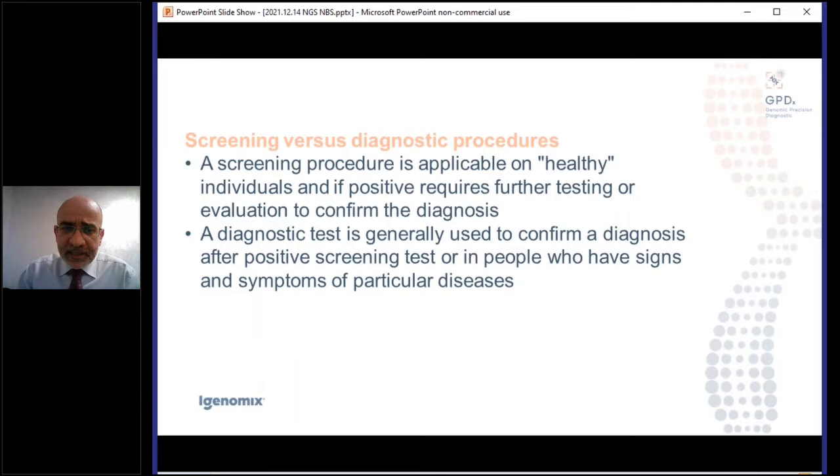It's important also to distinguish between screening and diagnostic procedures. When we say screening, it's something applicable to apparently healthy individuals. And if we have a positive screening test, it doesn't mean that the baby has this condition. It only means that we need to do confirmatory tests. While diagnostic tests are done if we have a positive screening test or if we have symptomatic patients and we are concerned about a specific condition.